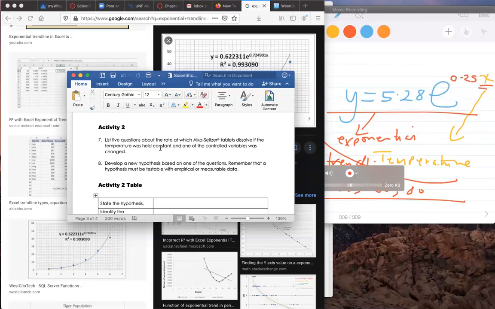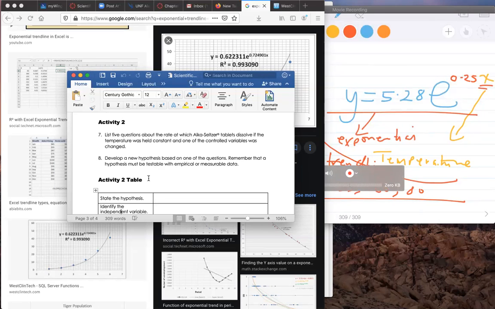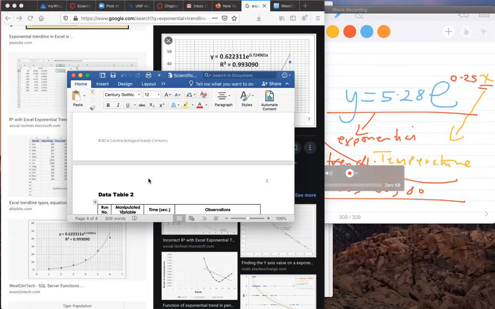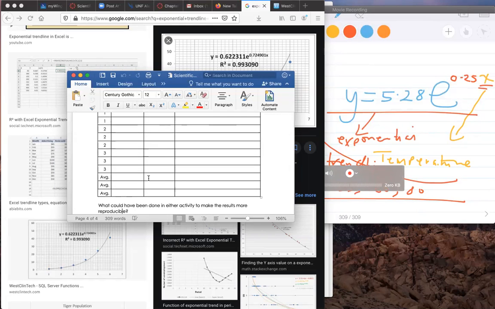Once you are done with activity 1, at different temperatures, you will see how long it takes. Remember, predicting at 35, at 60, at 80, and then at that point, you can come up with at least 5 questions if one variable is changed. And then you'll develop a new hypothesis and list the variable there.